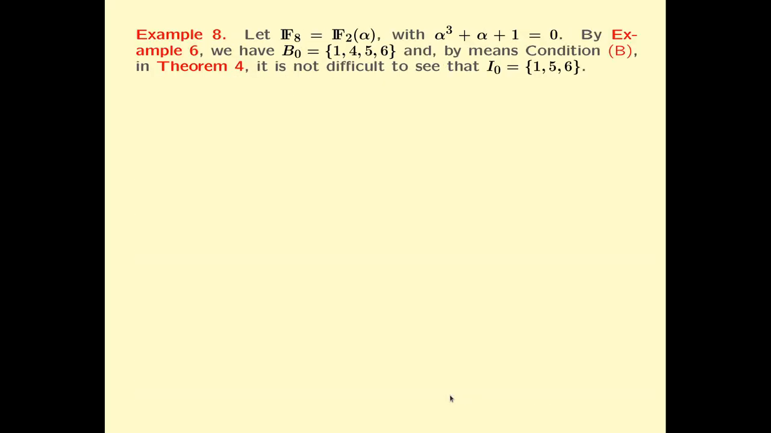Let's see some examples. We take F8, constructed in this way, and by example 6, in which we already found that capital B0 is equal to 1, 4, 5, and 6. And by means of condition B of our characterization, it is not difficult to obtain that capital I0 is equal to 1, 5, and 6. And as we can see, really the set capital I0 is indeed a subset of capital B0.